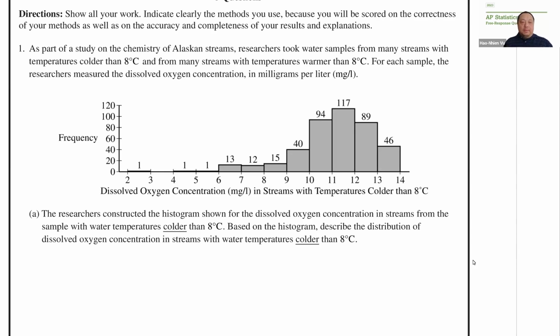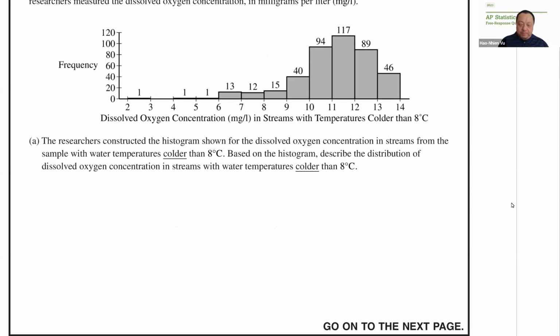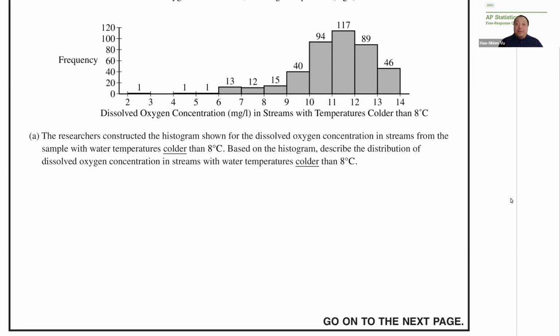Part A. The researchers constructed the histogram shown for the dissolved oxygen concentration in streams from the sample with temperatures colder than 8 degrees C. So this is the colder side. Based on the histogram, describe the distribution of dissolved oxygen concentration in streams with water temperatures colder than 8 degrees C. So it's this histogram that they want us to describe. So it's a question about describing a distribution of a quantitative variable.